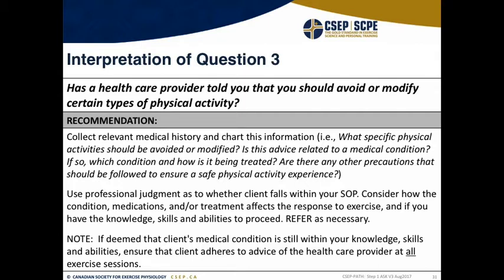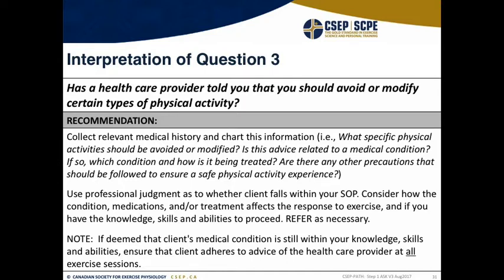A person might have been told by a physiotherapist to avoid certain movements with a joint. And so then you would chart this and make sure that within your exercise assessment and prescription, you too, as the exercise professional, are adhering to this advice. However, this could be more complex, and it might be that a client with angina has been told to avoid vigorous intensity exercise. This is where professional judgment is crucial.